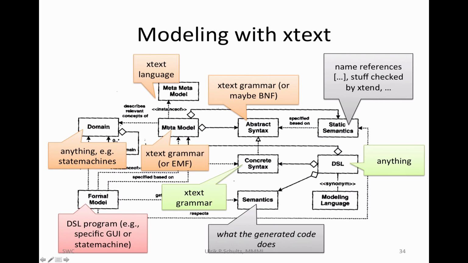And of course, it's an instance of the meta model, which is also what Fowler calls the semantic model. So here again, the semantic model is composed of static semantics, abstract syntax, which is typically then concretized, and it's an instance of again the meta model, which in this case is the Xtext language.